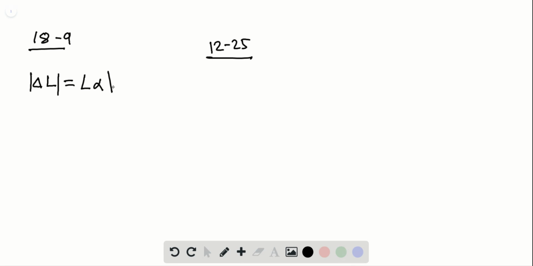So for this problem, we'll be using equation 18.9 and equation 12.25. Now, we'll be taking the absolute values first, and then we'll go on from there. So from equation 18.9, if we just take the absolute values, we have absolute value of delta L, which is equal to L times alpha times absolute value of delta T.